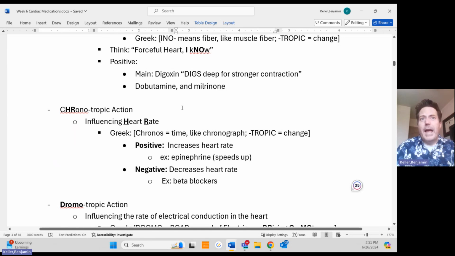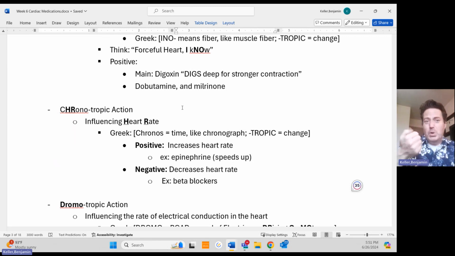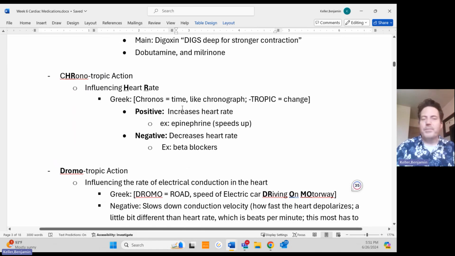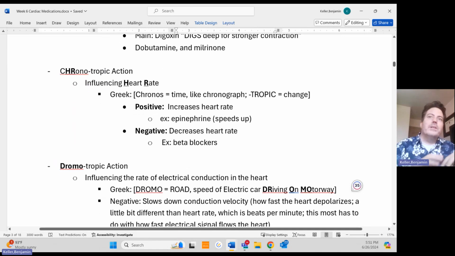Now we have chronotropic action, and you can think of chronotrope like a chronograph on your watch. That's the little thing that you use. The stopwatch is called a chronograph. Chronos is the Greek word for time. And so chronotropic is like time, which is the heart rate. It's the amount of how fast it goes. And so a positive inotrope, or I'm sorry, a positive chronotrope is going to increase the heart rate.